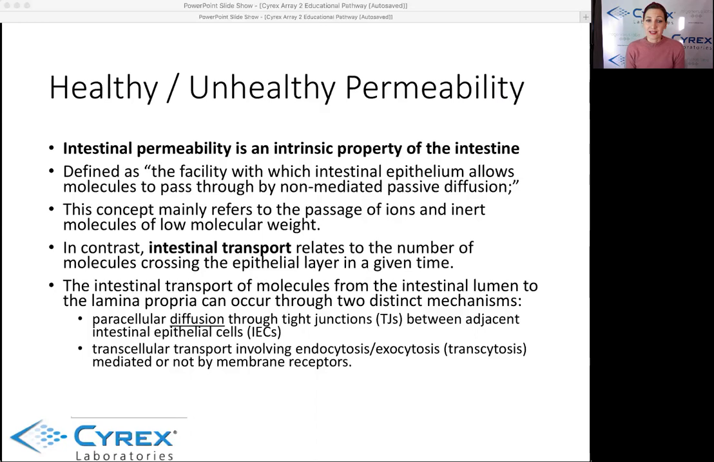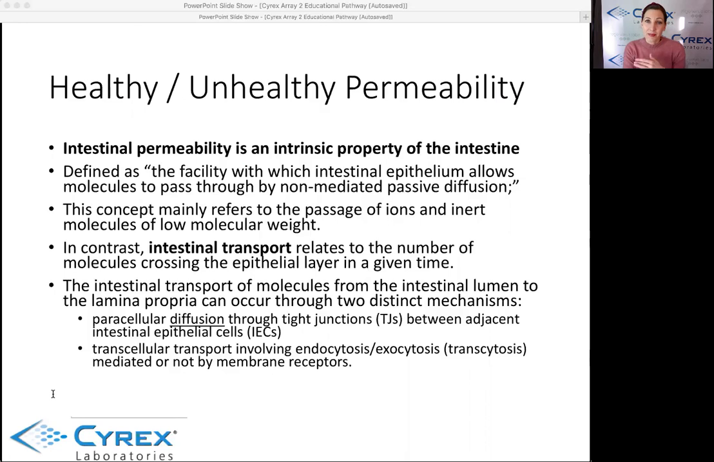This is in contrast to transport, or intestinal transport, which relates to the number of molecules crossing the epithelial layer at any given time. This is important to understand because Cyrex is the only lab that really considers the immunogenicity of permeability.